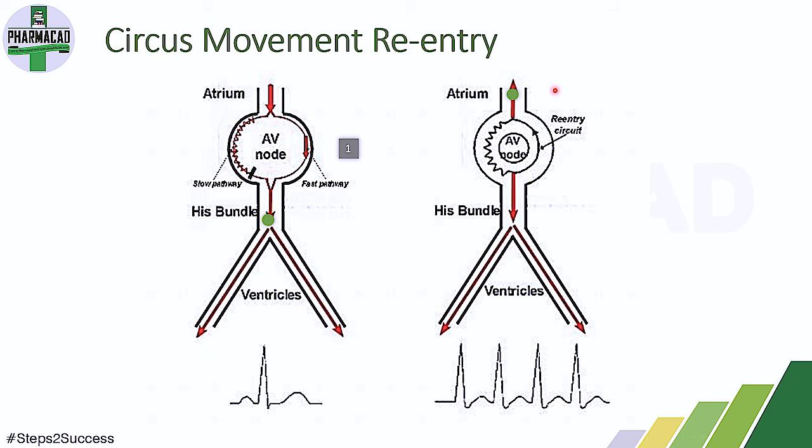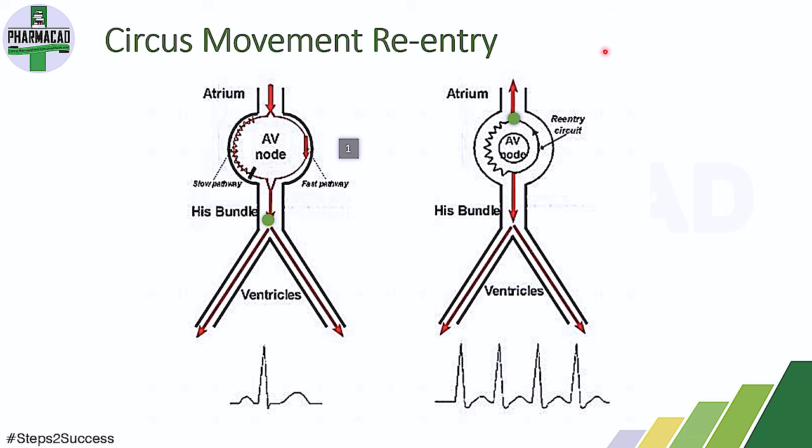Now if we see when there is circus movement re-entry, okay, so here see the impulse, how it is coming from the atria, from the AV junction, it is divided into two parts. The impulse is fractionated into two, and one is going through the fast pathway, the other is going through the slow pathway. And the one which goes through the slow pathway will come back through the fast pathway.